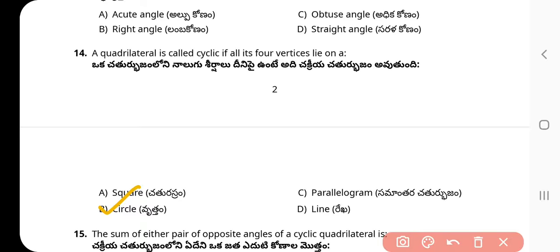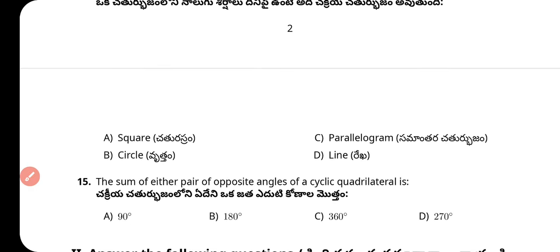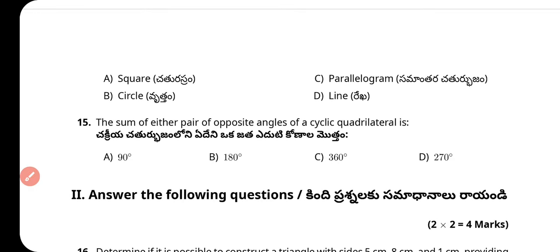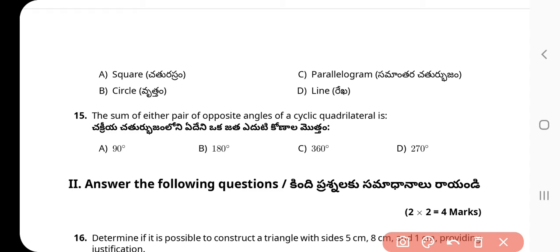Question number 15. The sum of either pair of opposite angles of a cyclic quadrilateral is 90 degree, 180 degree, 360 degree, 270 degree. What is the right answer? Right answer is 180 degree. Opposite angles in a cyclic quadrilateral are supplementary, summing to 180 degree. This is the end of the MCQ section, multiple choice questions.